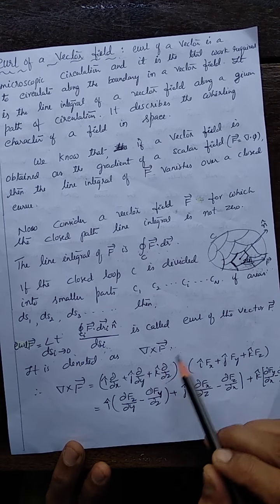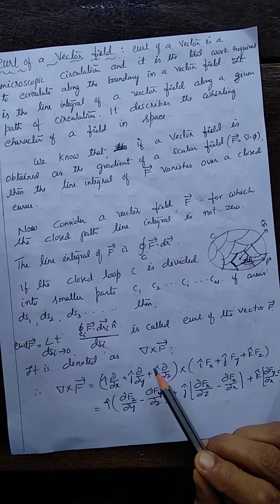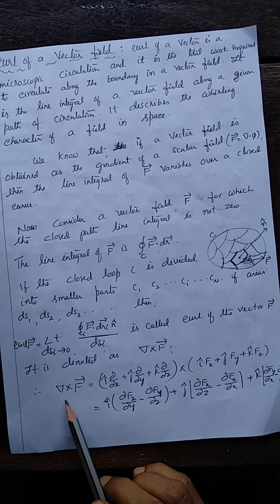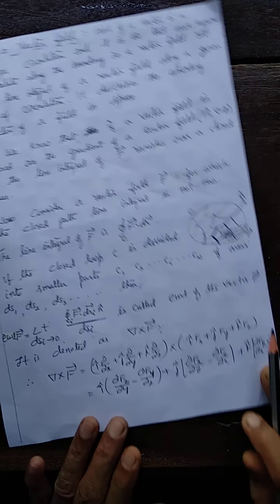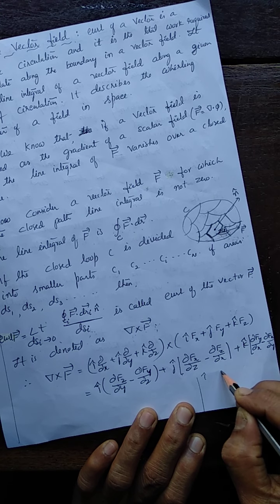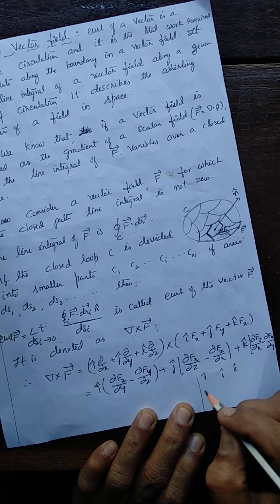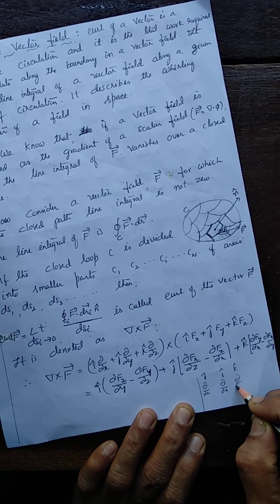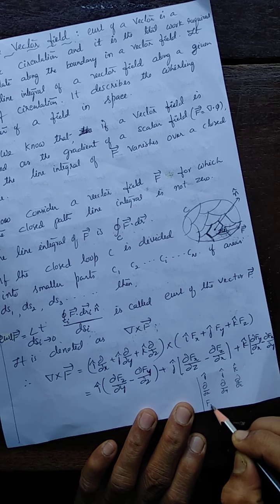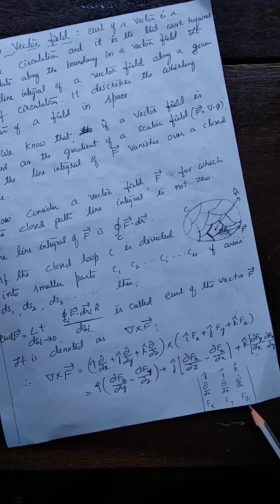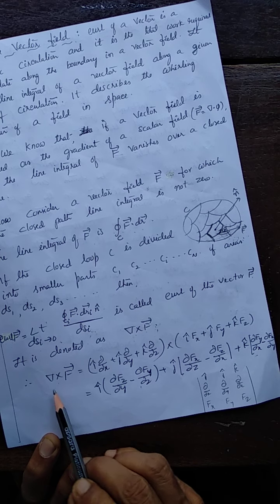And if you expand, find the cross product. You know how to find the cross product, with the method of determinants. From that, you get the expression for del cross F. The first row is i cap, j cap, k cap. Then the next row is the operator, del by del x, del by del y, del by del z. Then the components of F: Fx, Fy, Fz. If you solve this, you get this expression. You have already studied this in your first BSc class. This is the method to find del cross F.